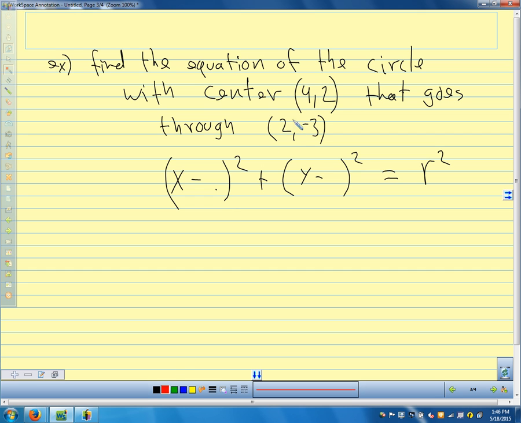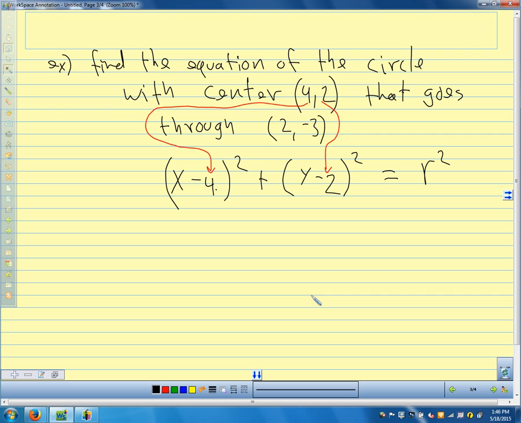So I'm going to take the 4, put it there, the 2, and put it there. So there's part of our problem: (x - 4)^2 + (y - 2)^2 = r^2. We need to figure out the radius.